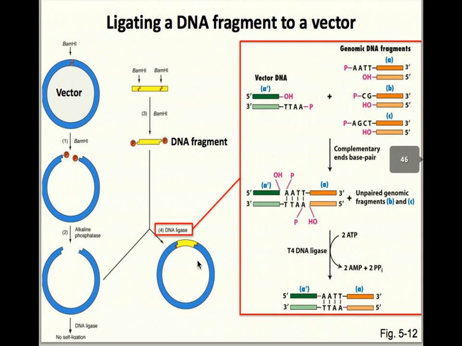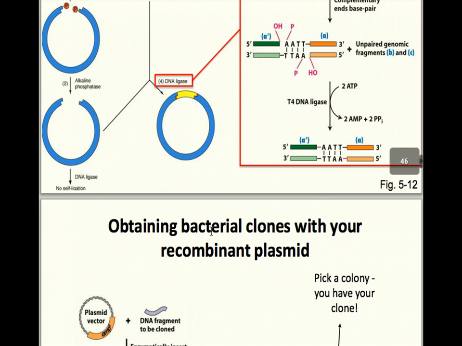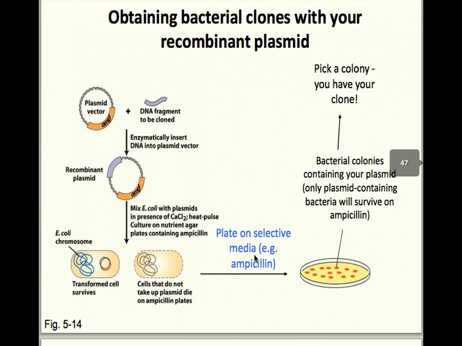And usually you'll have a vector. There's a range of vectors that have been designed and developed that have the specific restriction enzyme sequences in the right place for you to ligate in your gene of interest. So you cut it out using restriction enzymes, you cut the vector, you mix the two things together, and you pour in some DNA ligase that combines them, and you get your vector with your gene of interest.